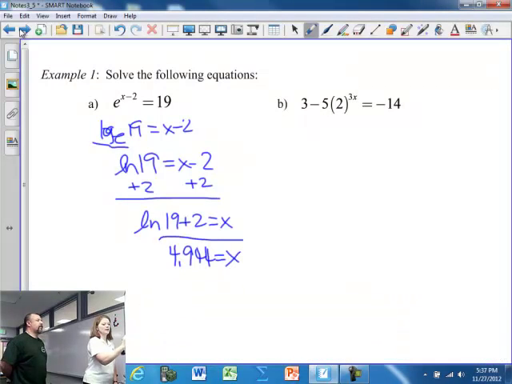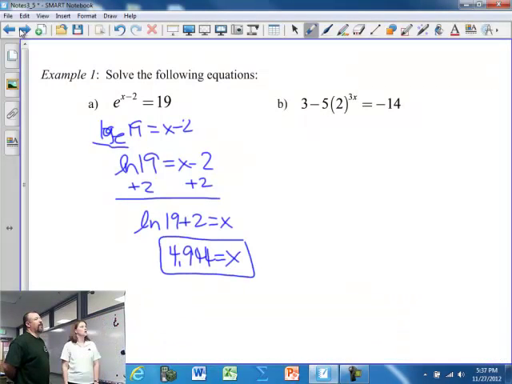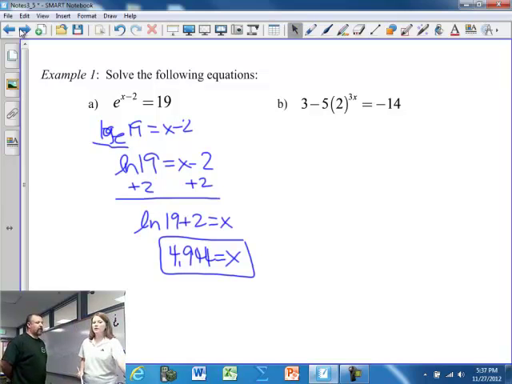Ta-da! How do we check our answers, Mr. Lucky? We could plug it back into the original problem and make sure that it's the same. And we strongly recommend that when you're solving, you should probably check your answers.